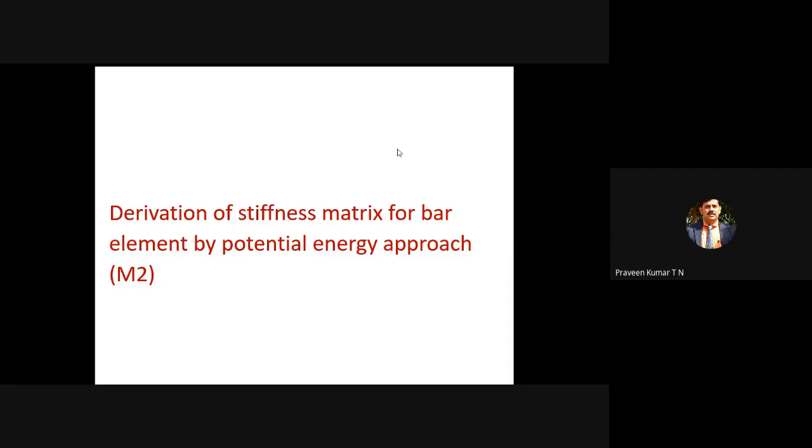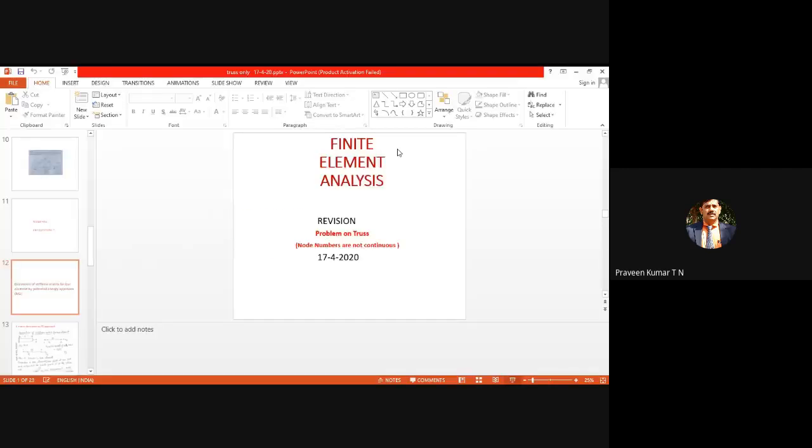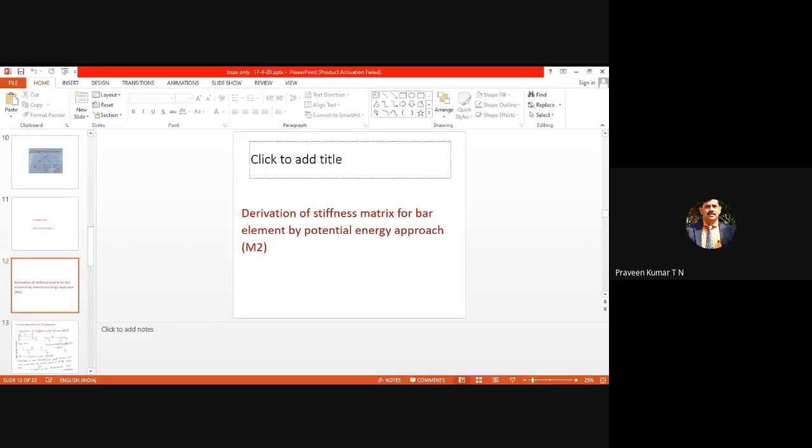What is the field variable in the case of structural analysis? Structural analysis is nothing but what you studied about the beam element, bar element, even the torsional element. All those come under the structural element.